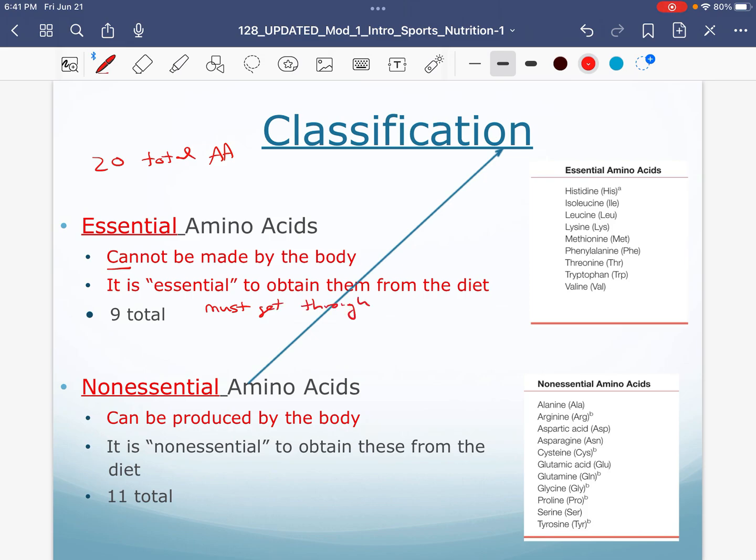It's a little bit weird how they came up with these names. It's not necessarily intuitive. So whatever way you can think of to remember this, when they say essential amino acids, what they're saying is it's essential to get it through food. We must get it through food. Here are the 9 essential amino acids.